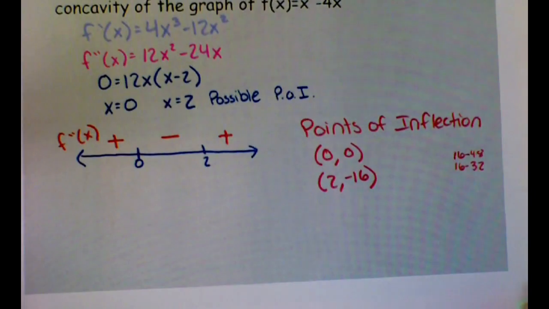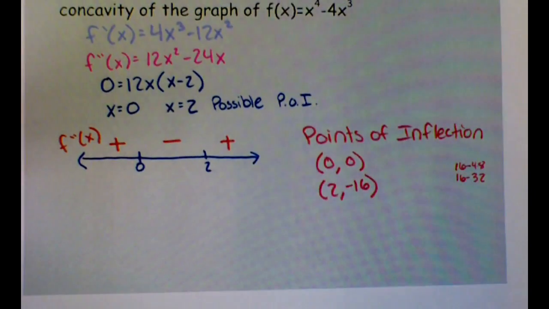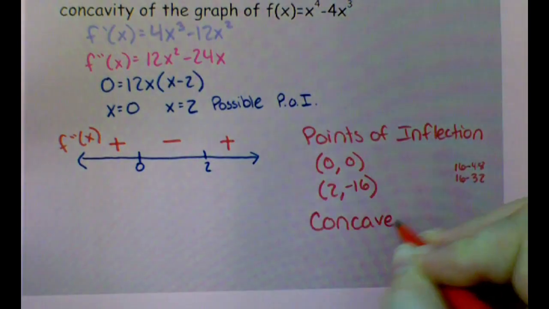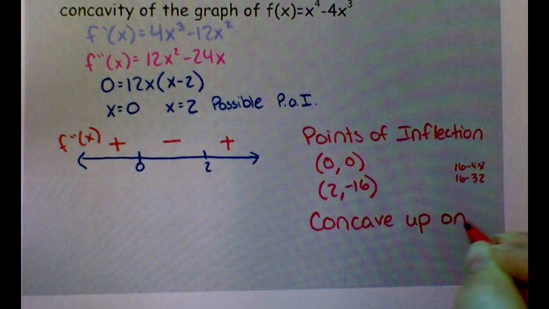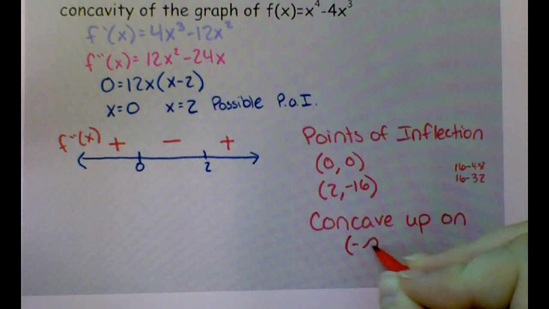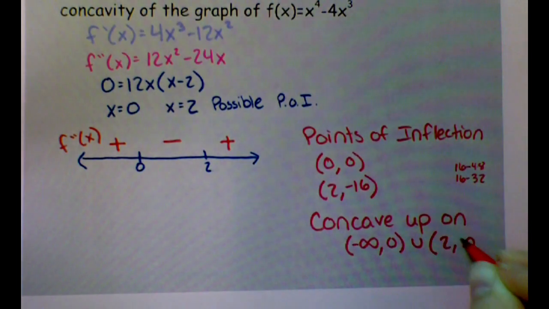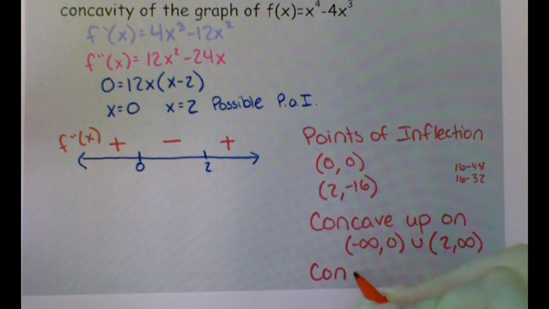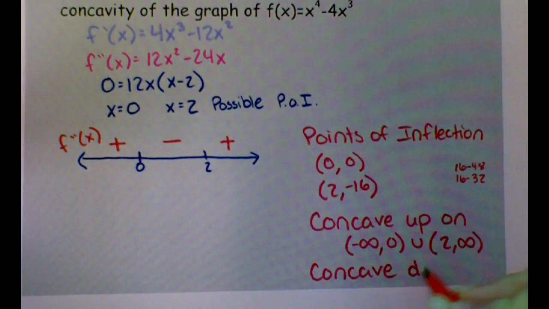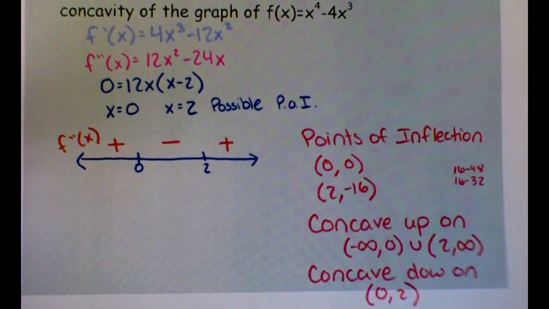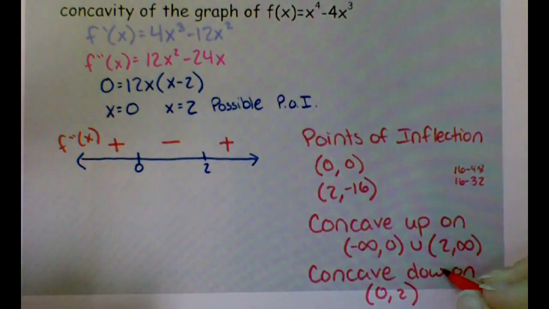And then it also says discuss the concavity. When it says discuss the concavity, it just means tell me where it's concave up and concave down. It is concave up on the interval negative infinity to 0 and the interval 2 to infinity. It is concave down on the interval 0 to 2. And there we are.